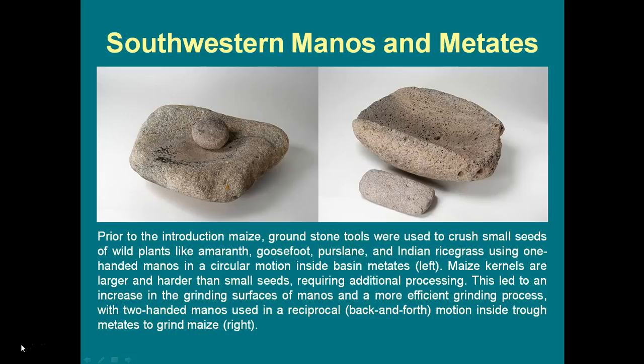And so we have an increased size of the surface area of the tools that are used to grind. The manos become much larger. Rather than a single one-handed mano, you have a larger two-handed mano. And rather than moving it around in a circular motion within a small basin, it's worked back and forth within a defined trough that contains the material that's to be processed, and you grind it over and over and over and over in order to transform large hard kernels of corn into fine corn meal.